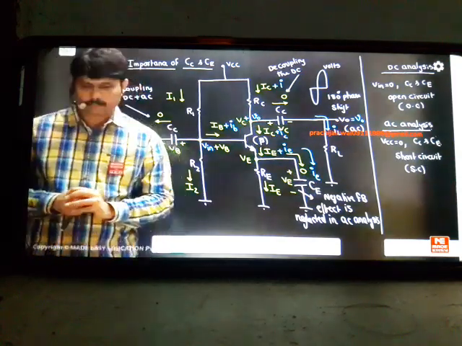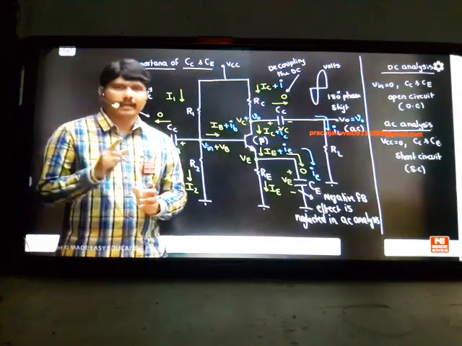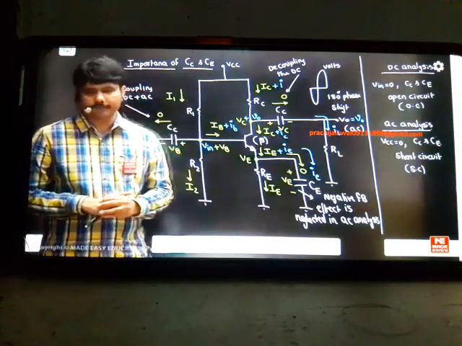Okay, Shamani Das, don't take tension. You can take IC is equal to IE, and you can take IC is equal to alpha IE according to the alpha value. Okay.